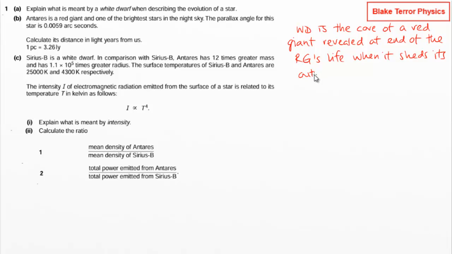If you were going to go nuts, you could say that's forming a planetary nebula or something like that. But I think that will do. Chances are you can just say it's the core of a red giant. That's what a white dwarf is.